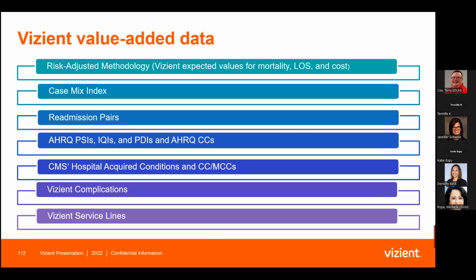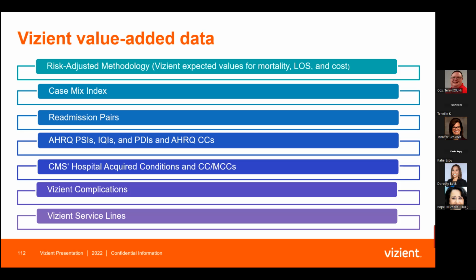So the next line item here is HACs. Again, these are based on CMS definitions for healthcare acquired conditions. Your CMS HACs are going to be calculated using their definitions based on that same grouper from CMS. The last two are Vizient defined.